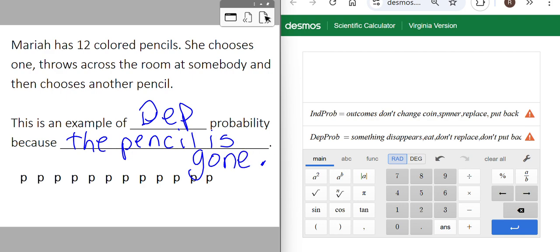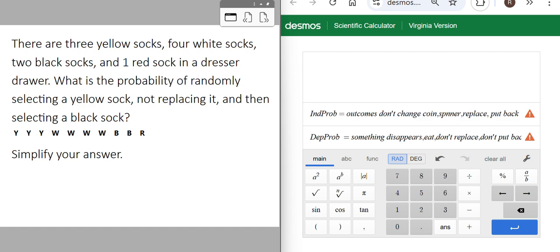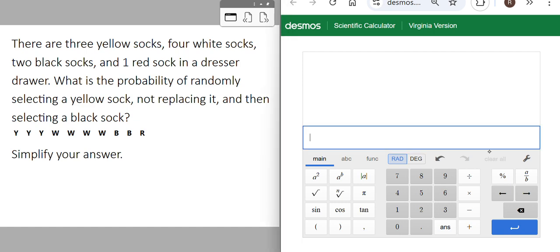Okay, let's go to the next one. Now this one we're going to solve. It says there are 3 yellow socks, and if you'll notice I put 3 Y's there for yellow socks. 4 white socks, which is 1, 2, 3, 4 W's, and 2 black socks and 1 red. And they are all in a dresser drawer.